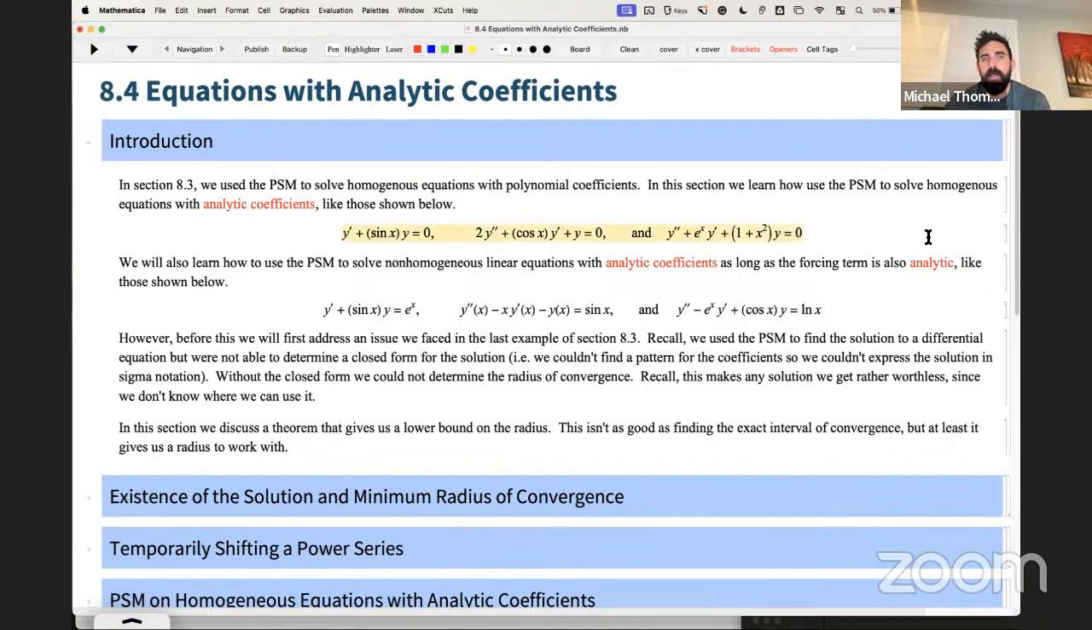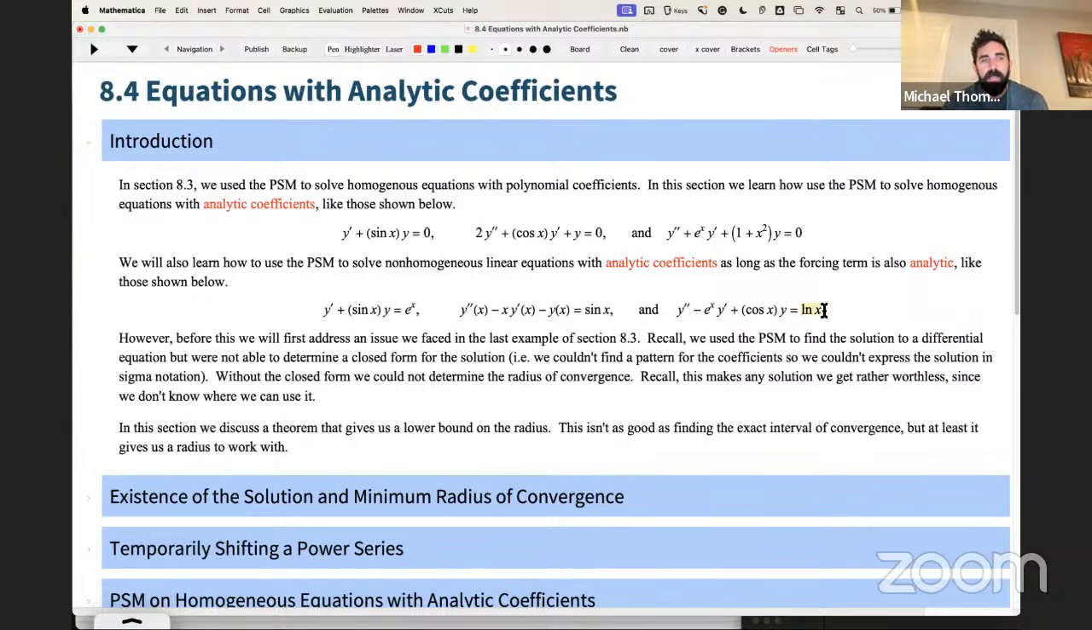We'll be able to solve homogeneous equations like this where the coefficients are now analytic. So that's going to include things like cosine x and sine x, and a polynomial, which is analytic as well. And then as I was saying, we can also extend this to non-homogeneous equations with analytic coefficients, but the forcing term also has to be analytic. Remember, analytic means it can be expressed as a power series. It's equal to its power series on some positive radius of convergence.